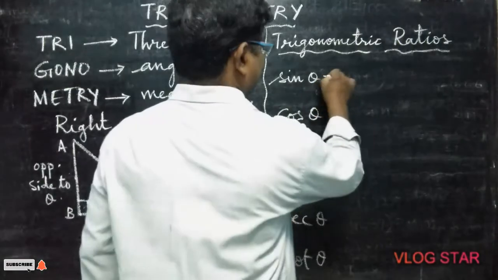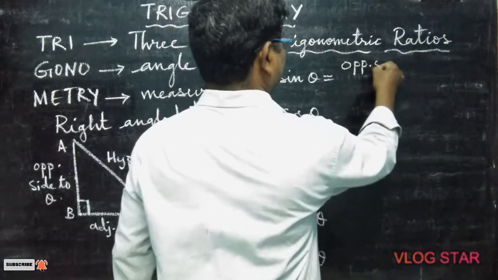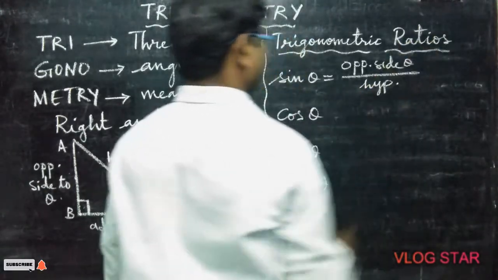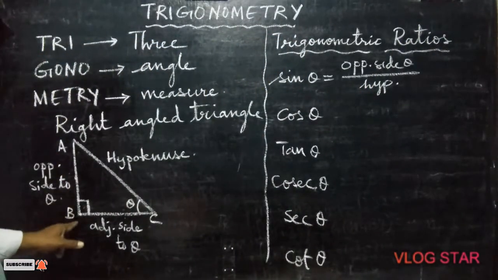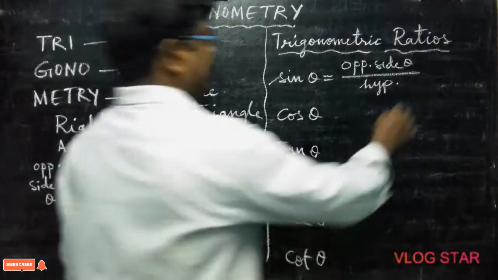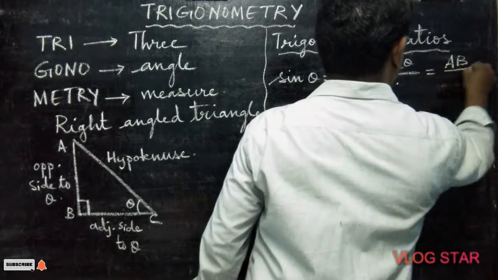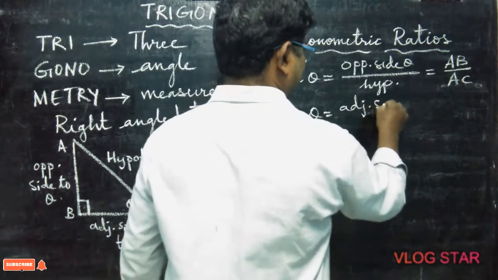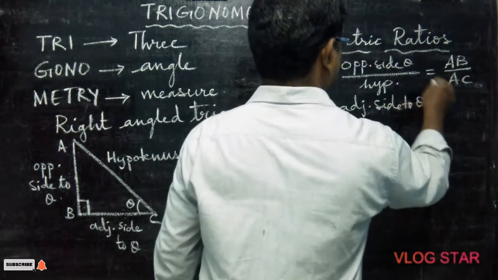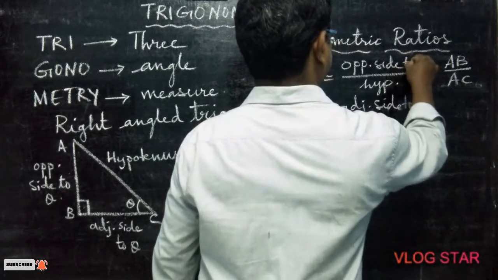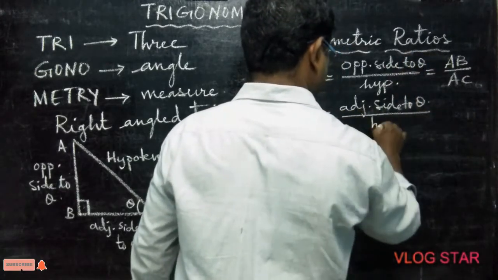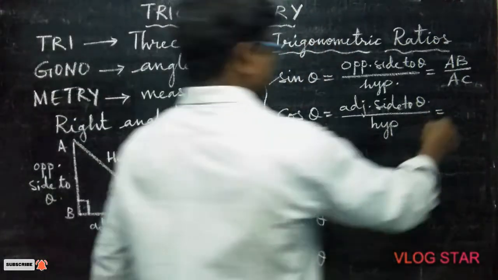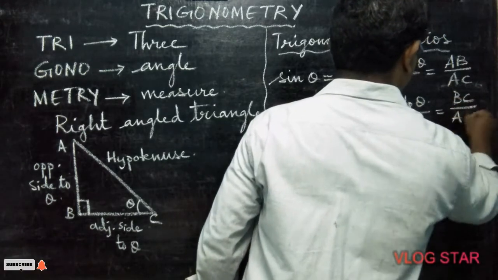Now what is sine? Sine means opposite side to theta by hypotenuse. I am writing the shortcut. What is the opposite side? AB. So AB by AC. Are you able to follow? AB by AC. Next, coming to cos: adjacent side to theta by hypotenuse. What is the adjacent side here? BC. So BC by AC.